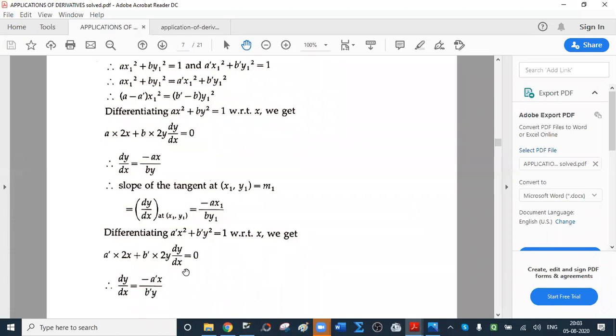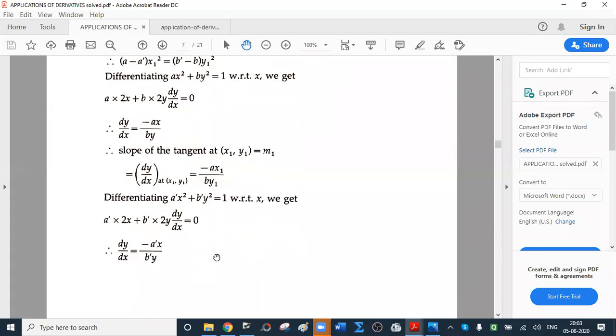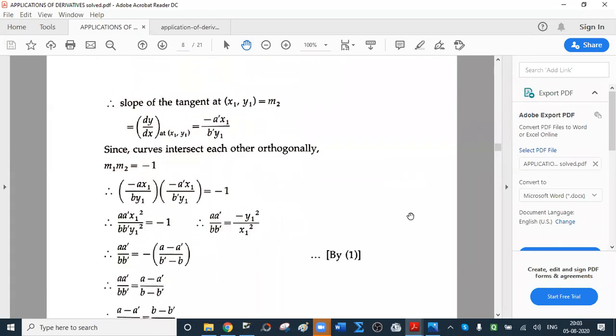Now consider the second curve. Again find derivative. dy/dx comes out to be minus a dash x upon b dash y. So what is the slope of tangent at (x1, y1)? If it is m2, then minus a dash x1 upon b dash y1. Now curves intersect each other orthogonally, that is at right angles. So product of slopes is what? Minus 1.